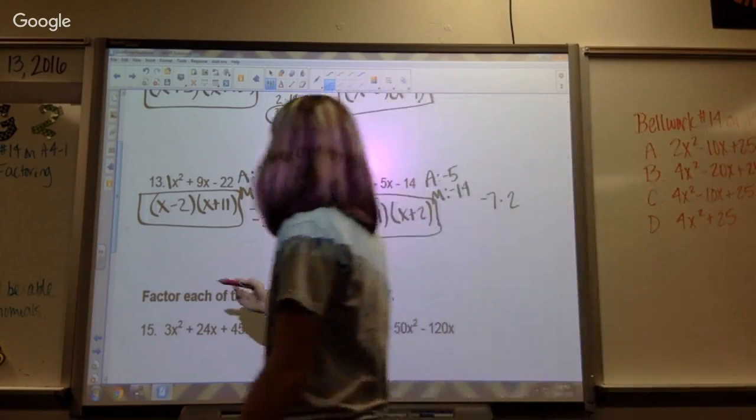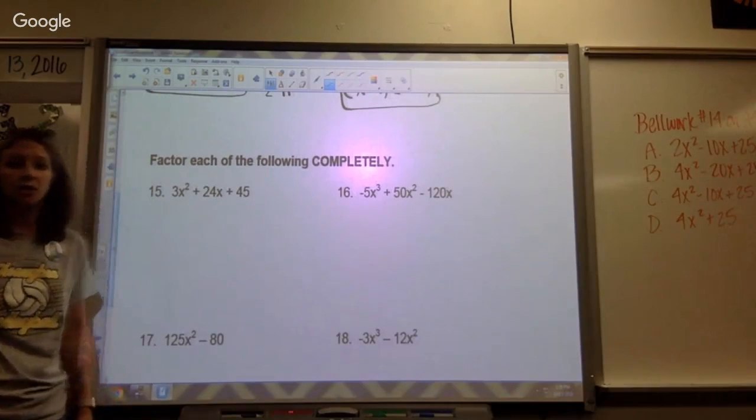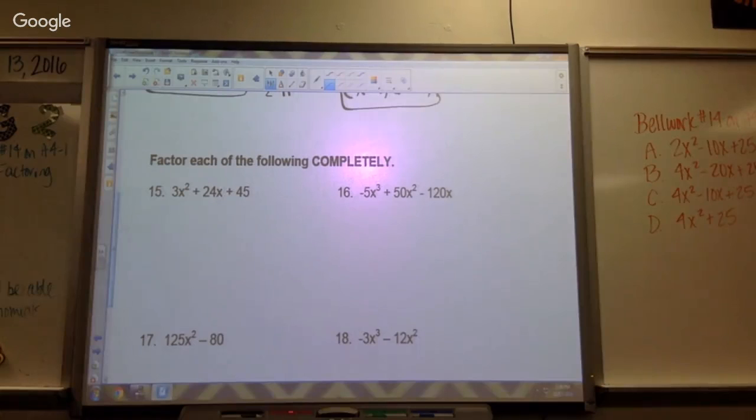Okay, the next part, we're going to factor each of the following completely, which means we're going to keep factoring until we cannot factor anymore. The very first thing that we check for when we're factoring is the greatest common factor, the GCF. If they have something in common, you need to take that out before you do anything else, okay?